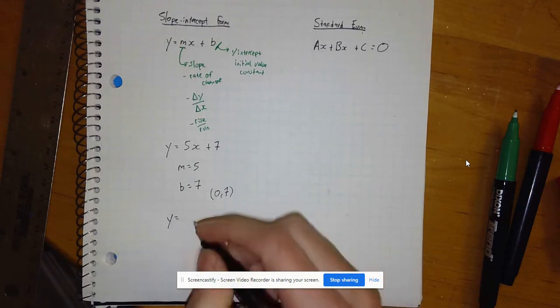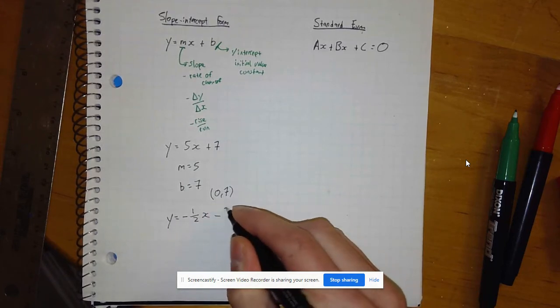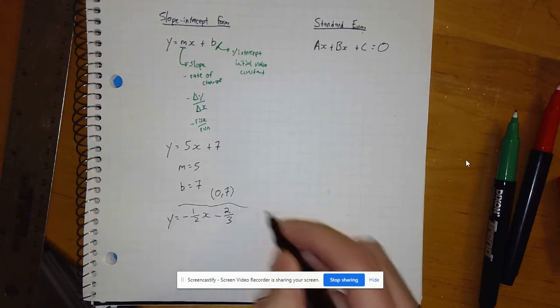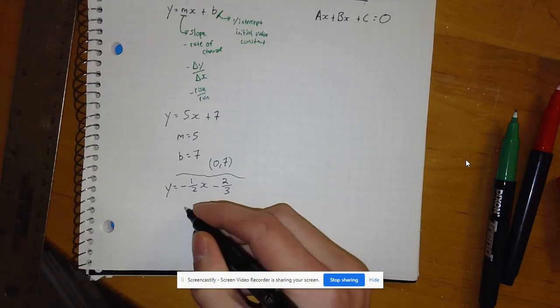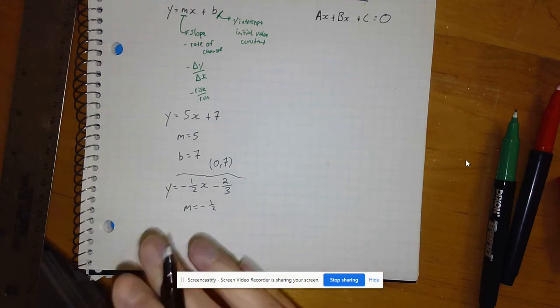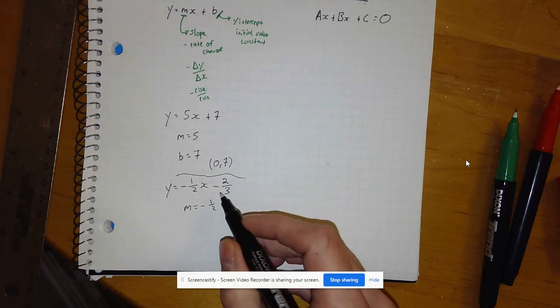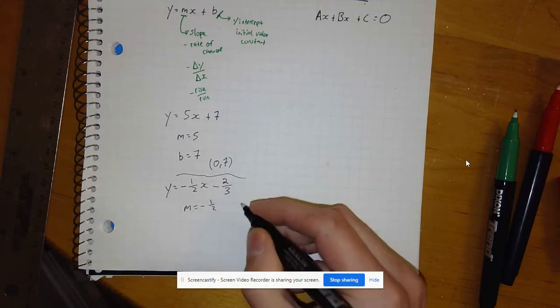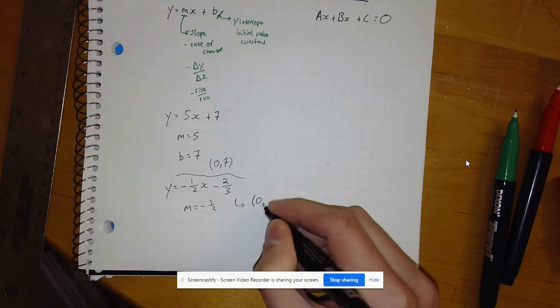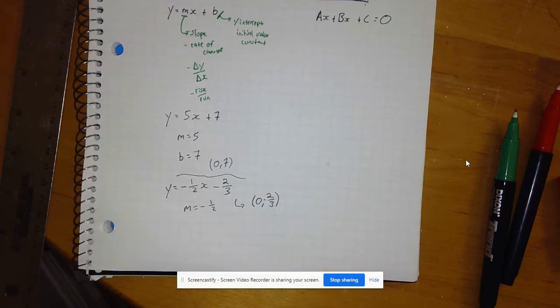Same thing, I can do another one. I've got negative 1/2 x minus 2/3. So fractions and decimals are no problem. I've still got a rate of change, this time of negative 1/2, or a slope of negative 1/2. So that line's going to be moving down as we go from left to right. And in this case, my b value is negative 2/3. So my y-intercept, or where I cross the y-axis, would be at negative 2/3. And you could graph that maybe on Desmos to check.